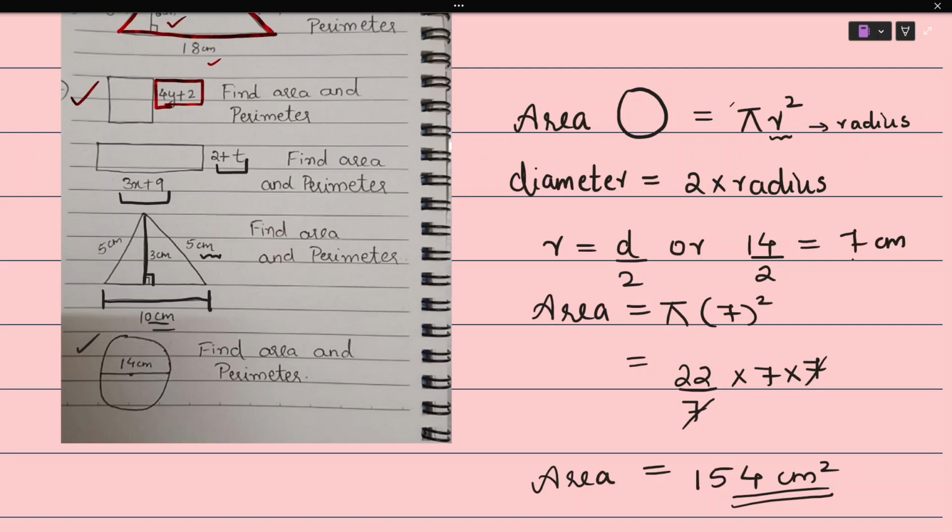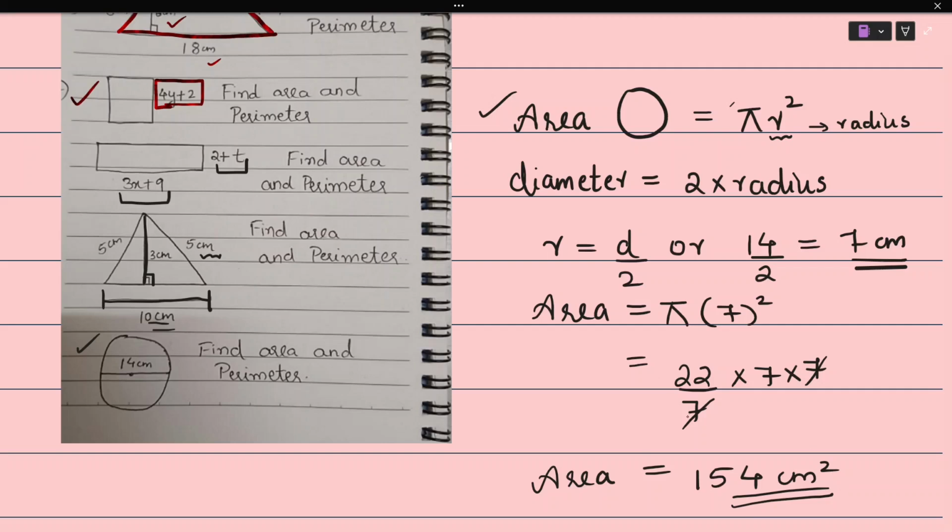Hence the radius will be 7 centimeter. So we are going to substitute 7 in this equation, that is area of a circle is equal to pi r square. So we get 22 by 7 multiplied with 7 into 7, and we are going to cancel one 7 from the denominator and numerator. So what is left? We just have to multiply 22 with 7. So our final answer is area is equal to 154 centimeter square.